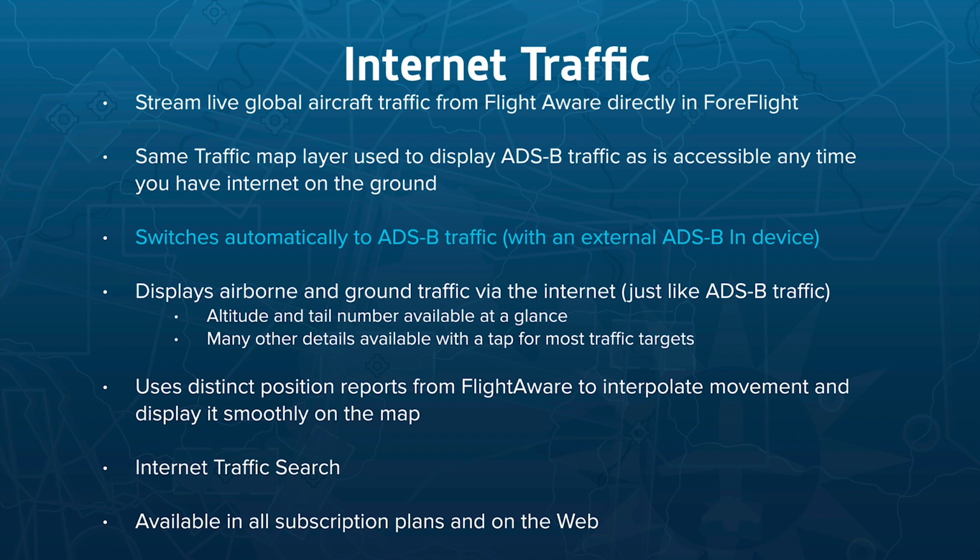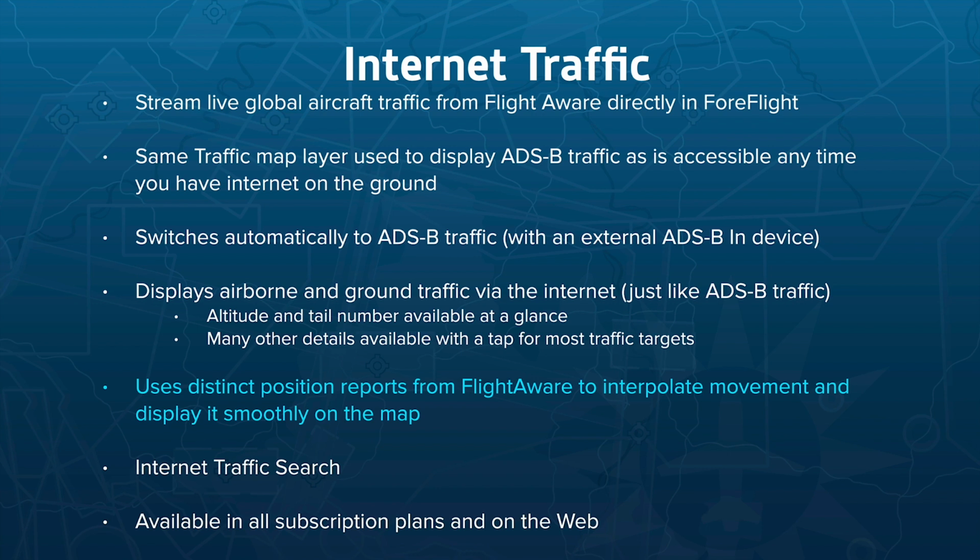Now, this is usually not a problem for Canadian pilots, but if you're flying in the States with an ADS-B device, know that if you have the traffic layer selected, it will switch automatically. It displays airborne and ground targets. You can see altitude and tail numbers, and many other details if you just tap on those targets. It uses distinct position reports from FlightAware to interpolate movement, and it displays that smoothly on the map. So this is important to note because it doesn't display the exact position of the airplane. It displays an interpolation of where that airplane is headed.